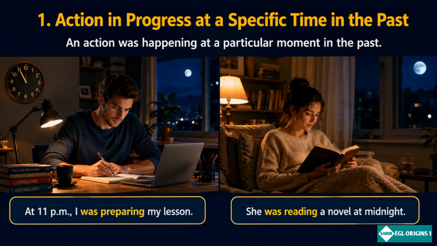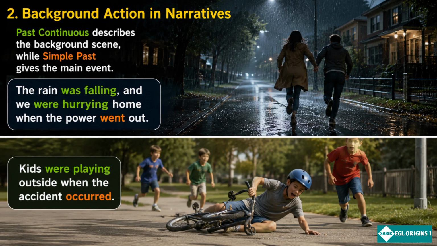Examples: At 11 p.m. I was preparing my lesson. She was reading a novel at midnight. Number 2. Background action in narratives. Past continuous describes the background scene, while simple past gives the main event.